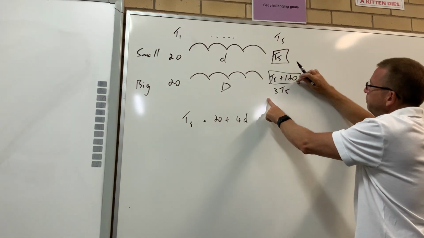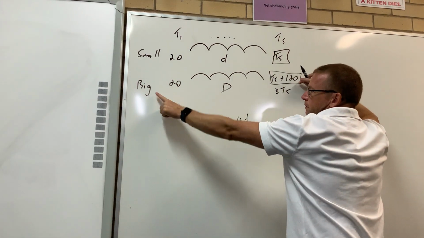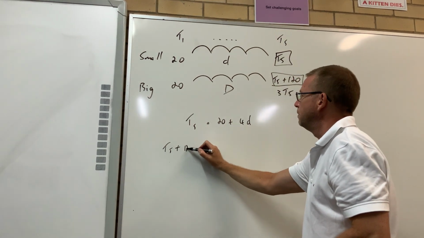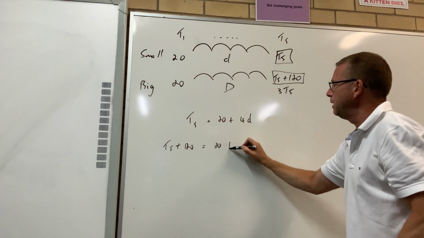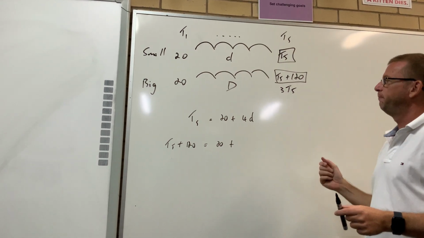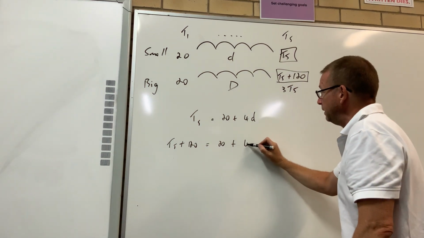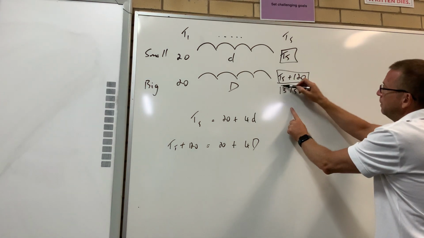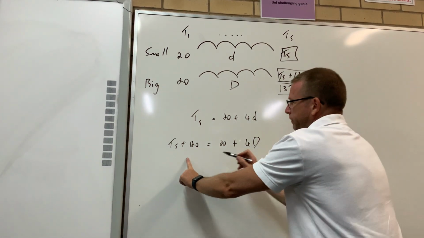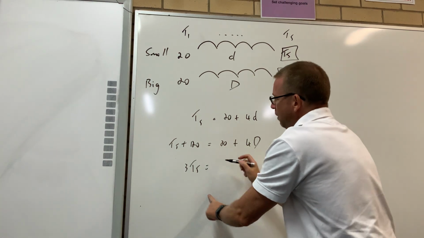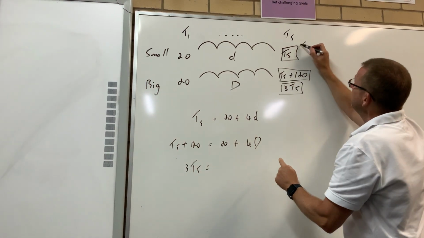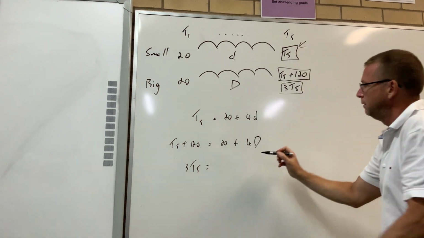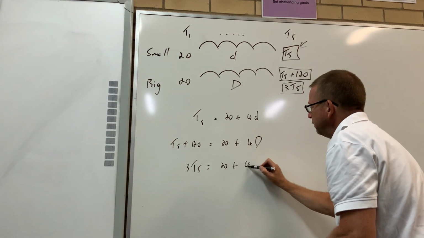This one here is actually term 5 for the big sequence. So I'm going to write term 5 plus 120 is 20 plus 4 times big D, because it's the different sequence. And I also know that this term is going to be 3 term 5. Remember, this term 5 is the term 5 in the smaller sequence. So when we get an answer T5, that's going to be this number here. It equals 20 plus 4D.